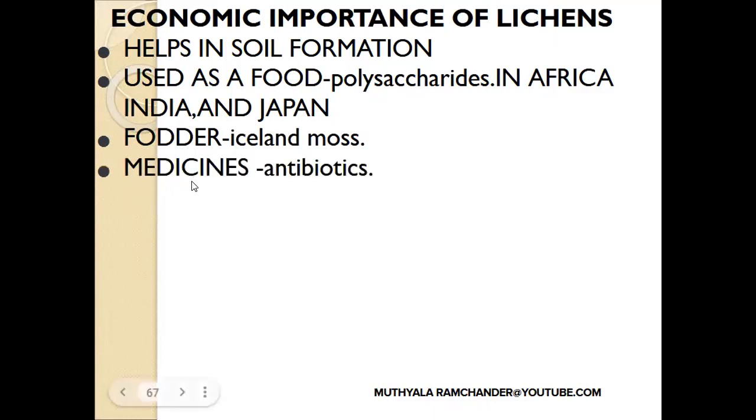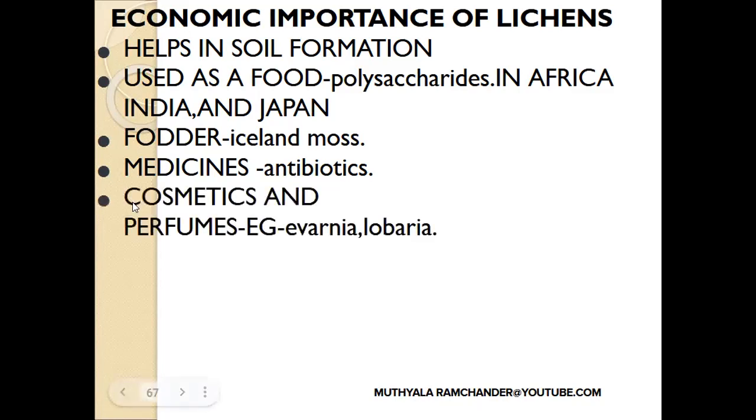Some lichens have antibiotics. The antibiotics in the lichens are used as medicines to control different types of diseases. Next, cosmetics and perfumes. Evernia and Lobaria are lichens that have fragrant smells. Fragrant oils are produced by these lichens. They are also used in making different types of cosmetics and perfumes.